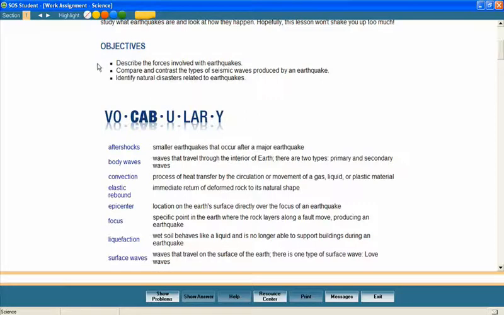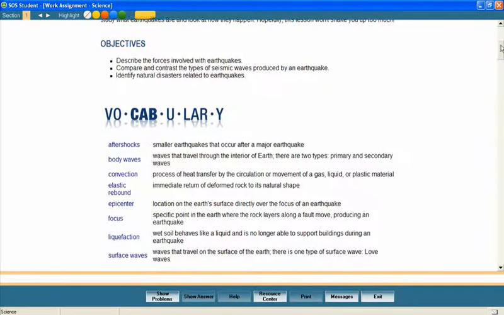of lesson content. The objectives for this lesson are: describe the forces involved with earthquakes, compare and contrast the types of seismic waves produced by an earthquake, and identify natural disasters related to earthquakes.